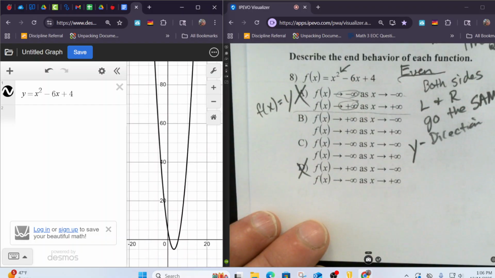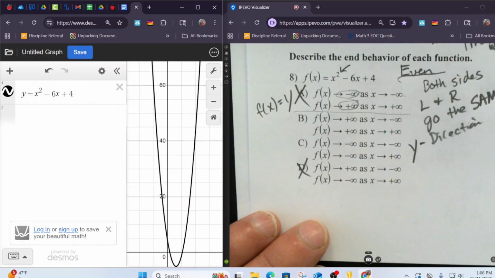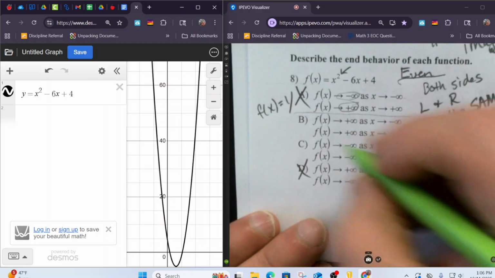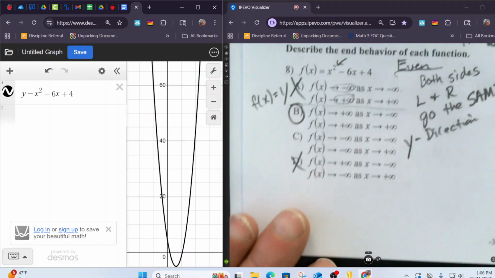Now guys, looking at this graph, are both sides going up or down? Up. If you're going up in the y, is that negative or positive infinity? Positive infinity. That's the answer.